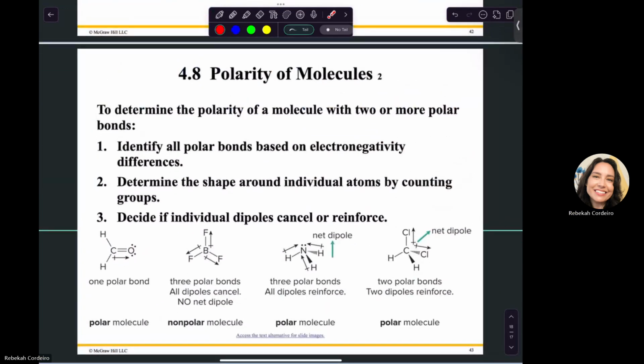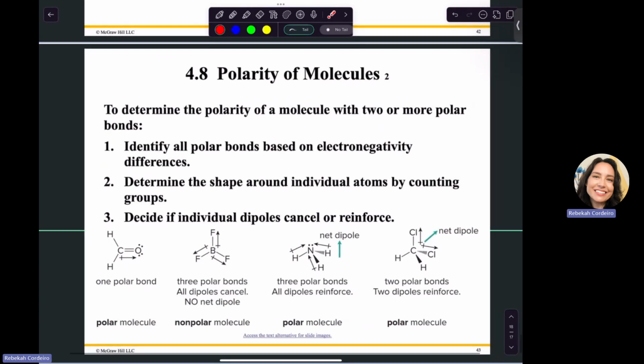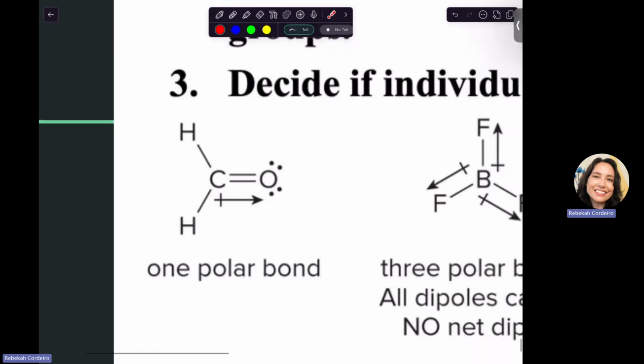So to determine the polarity of a molecule with two or more bonds, first we're going to just look at those polar bonds, maybe draw a dipole, look at our shape, and then we can tell if the dipoles cancel or reinforce. So here, let's look at this one. I drew it in the correct shape. This is trigonal planar. We have one polar bond, and that polar bond is pointing toward the oxygen.